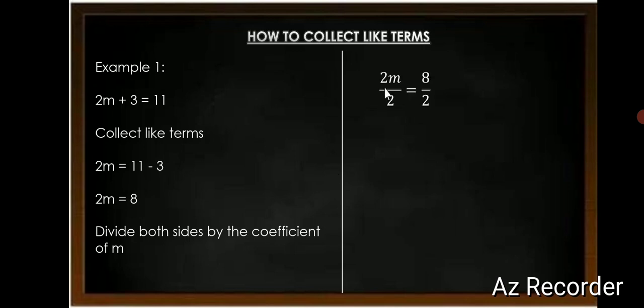So as we can see, the 2m equals 8 remains 2m equals 8. We have divided the left-hand side by the coefficient, which is 2, equals, we have divided the right-hand side by the coefficient, which is also 2. So when 2 cancels 2, we are going to have 1m, which is also written as m. And when 2 divides 8, we are going to have 4. So we can say m equals 4.